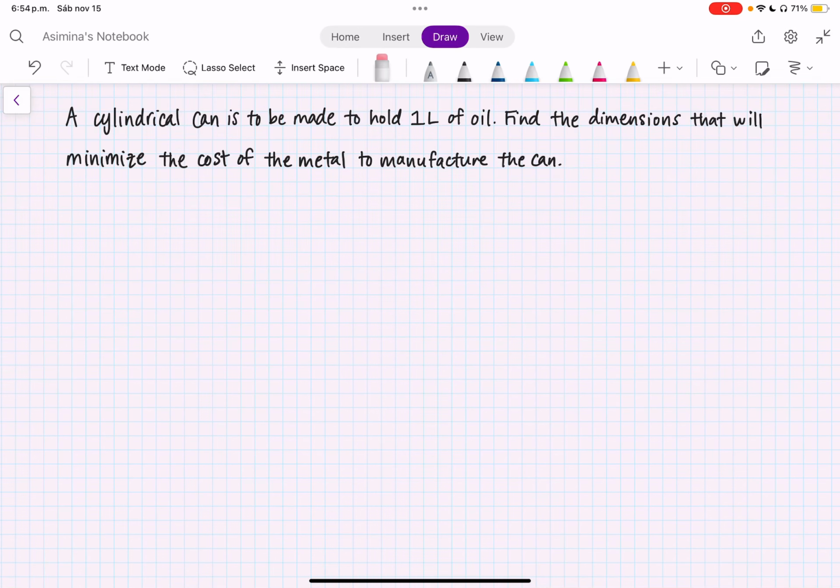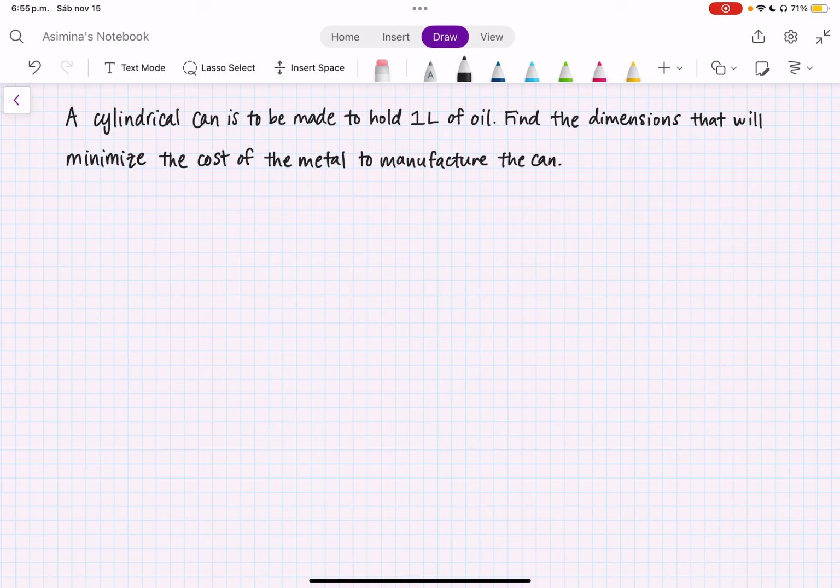In this video, we are going to do an optimization problem. A cylindrical can is made to hold 1 liter of oil. Find the dimensions that will minimize the cost of the metal to manufacture the can. So, in order to minimize the cost of the metal to manufacture the can, we need to minimize the total surface area of the cylinder.